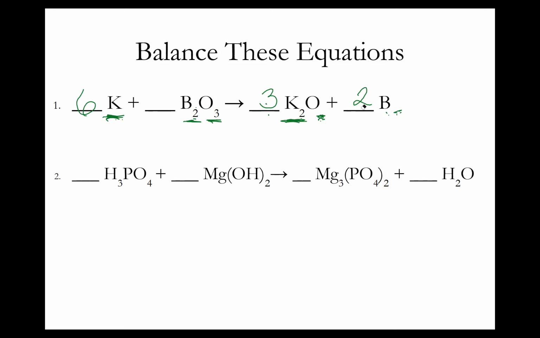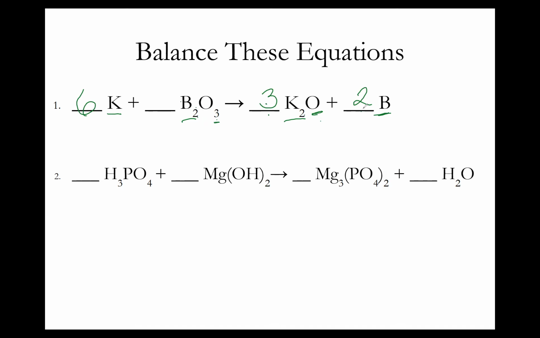So let's come and I will double check everything. I have 6 potassiums. 3 times 2 is 6. That's good. 2 borons. 2 borons. That's good. 3 times 1 is 3. And 3 oxygens. Now we're all balanced. We have obeyed the law of conservation of mass. We're good. Let's check this one.